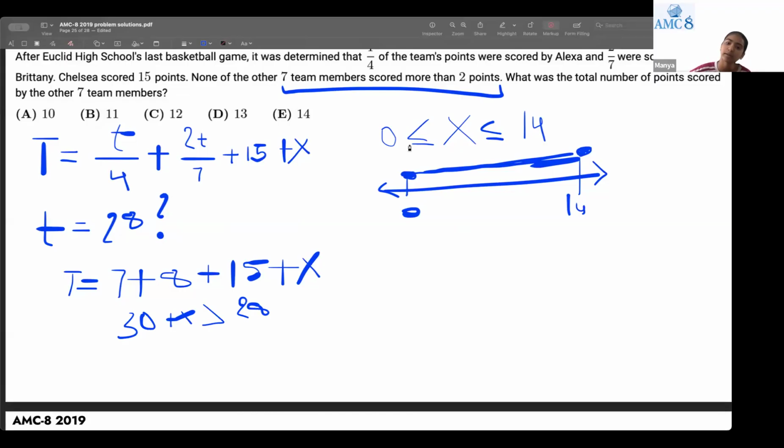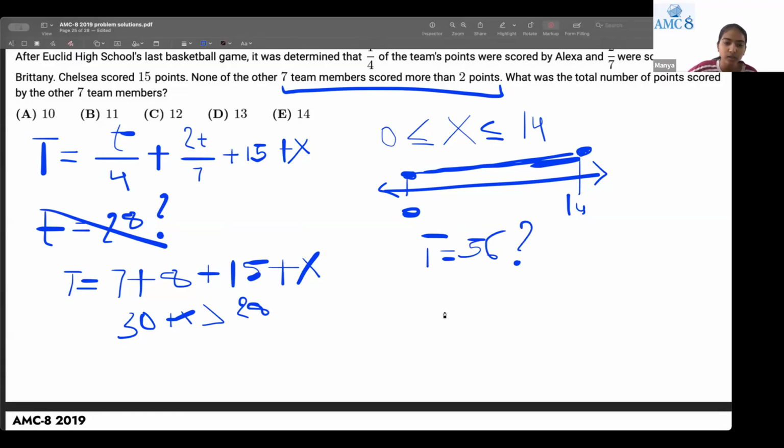Yeah, less than 14, but greater than or equal to 0. So then this cannot work. So t cannot be equal to 28. Well, what's 28 times 2? 28 times 2 is equal to 56. So can t be equal to 56? Well, we'll have to solve this. So can t be equal to 56?